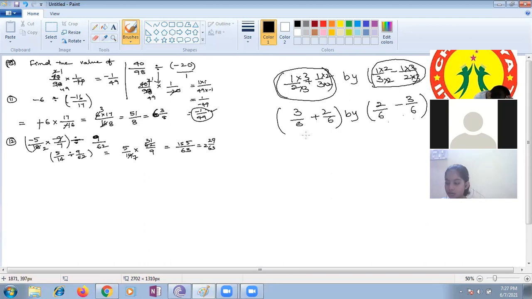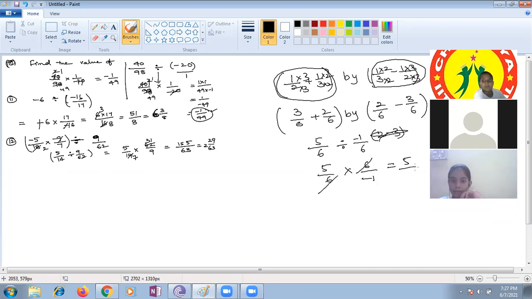You see, children, these are like fractions, so we can combine the numerators. 3 plus 2 is 5, divided by 2 minus 3. What is the value of 2 minus 3, Aditi? Minus 1. Yes, minus 1 upon 6. Now 5 upon 6 divided by minus 1 upon 6 becomes 5 by 6 multiplied by 6 by minus 1. Cancel 6 and 6. 5 upon minus 1 can be written as minus 5. Minus 5 is the answer. I hope your doubt is clear. Yes, ma'am. Thank you, ma'am. Raghav, what's your doubt?